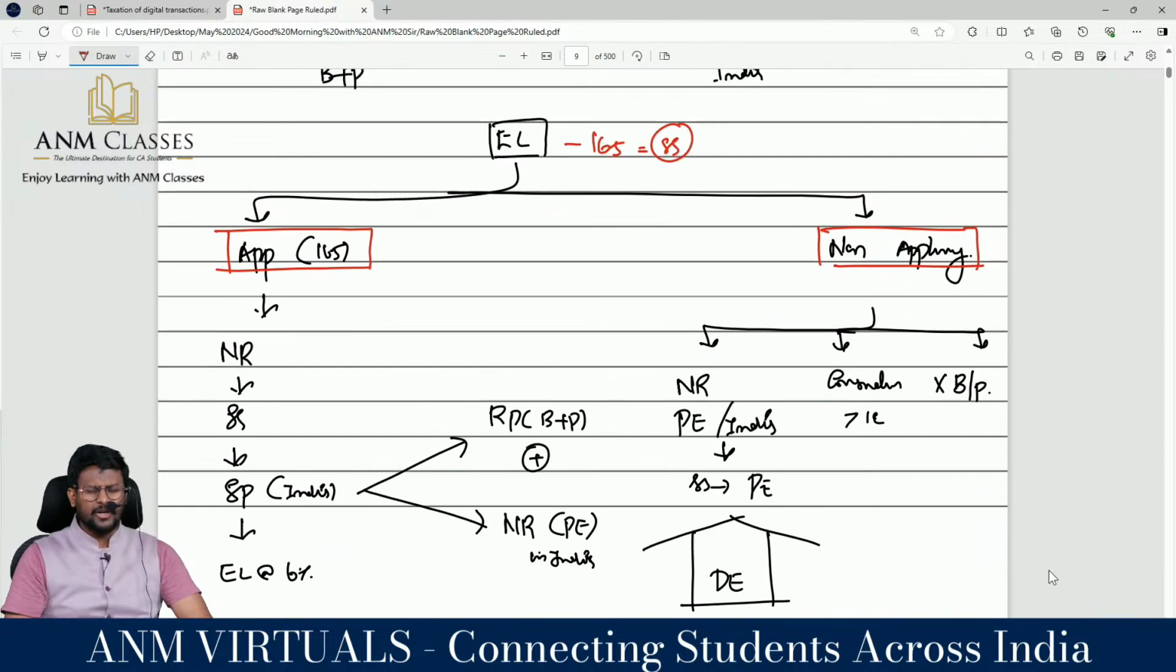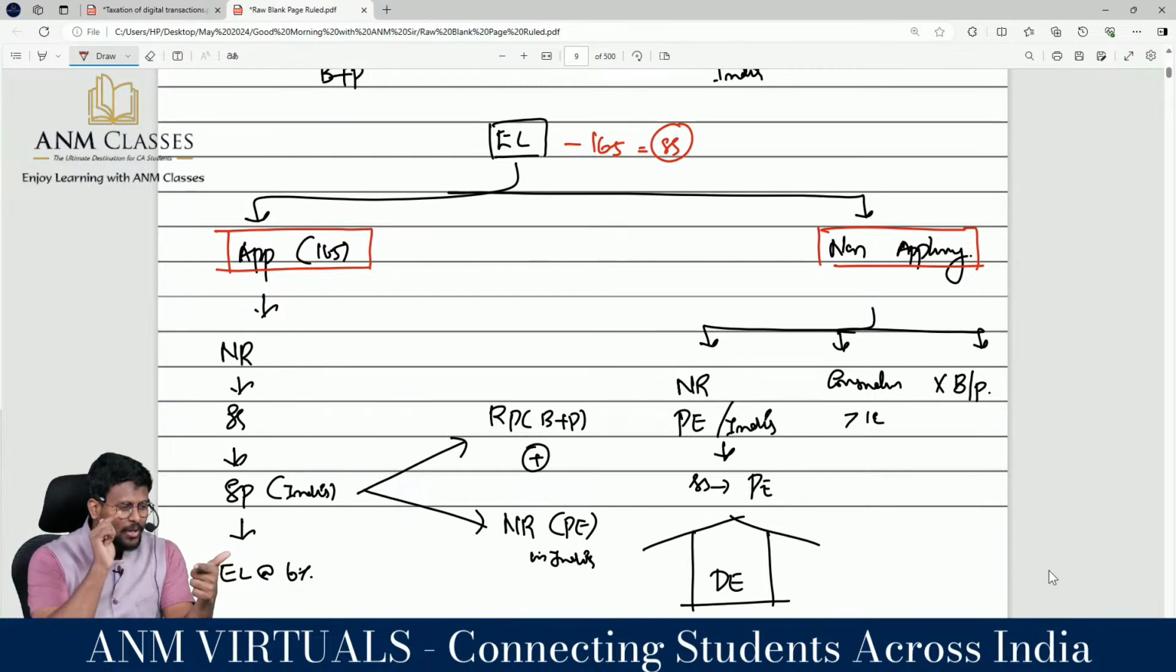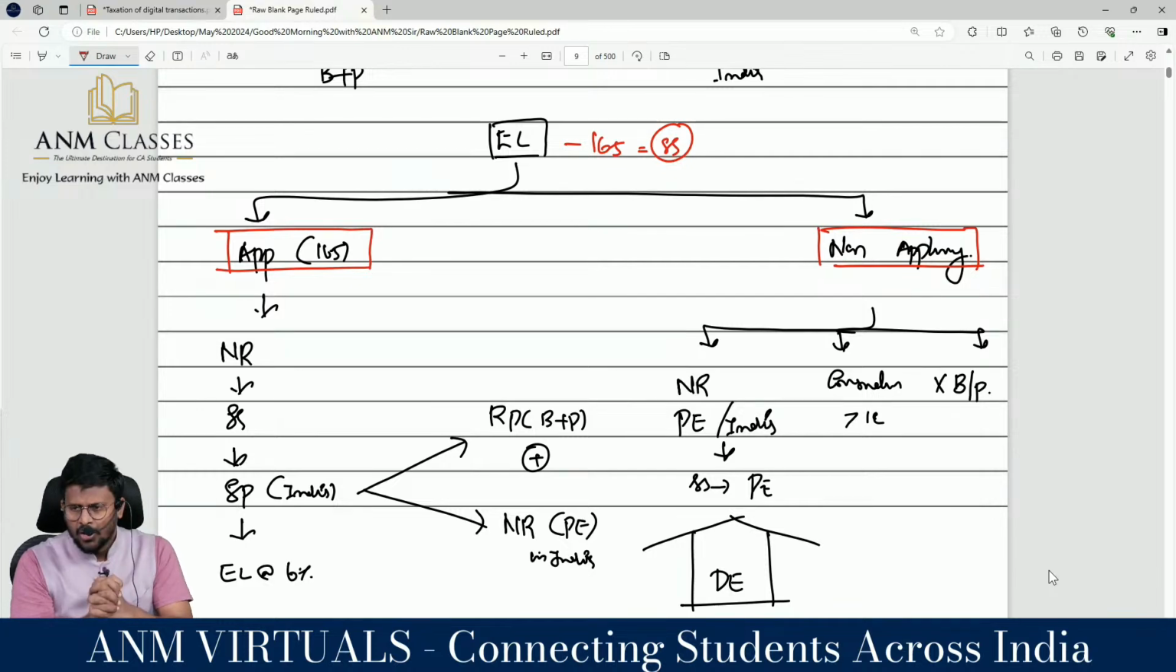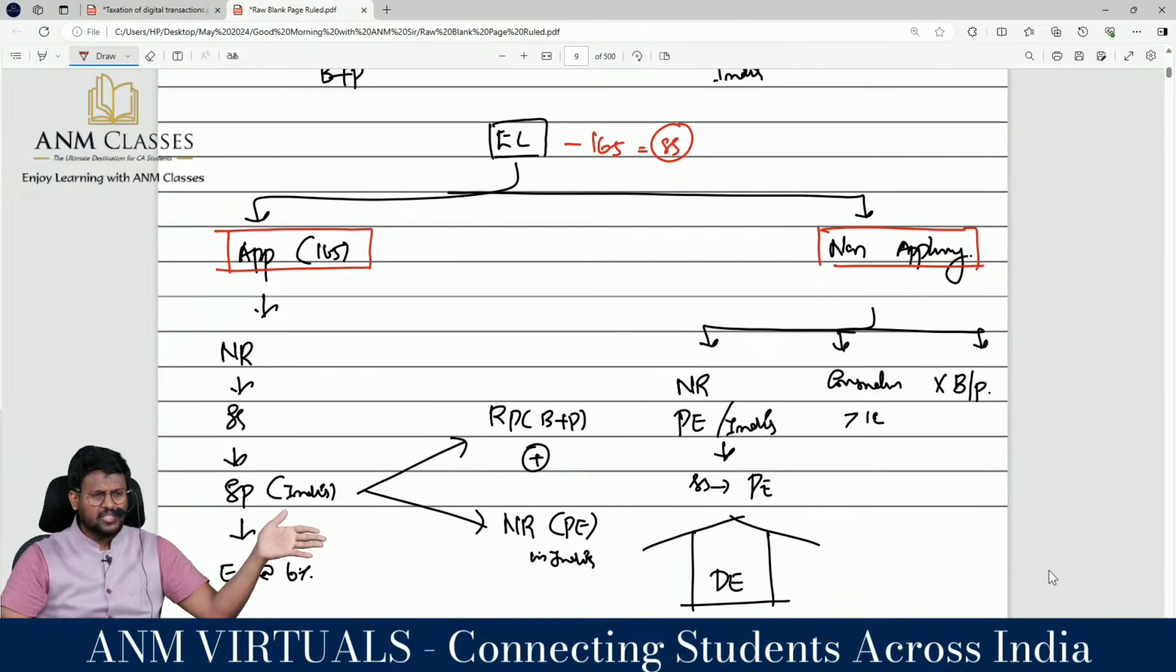That means I am consolidating. Sir, the chapter on equalization levy has 2 categories: section 165 and section 165A. Section 165 is for specified services. 165A is for e-commerce supply and services. E-commerce supply means goods, service means services. Sir, what is section 165? Section 165 can be classified into 2 categories. Number 1, applicability; number 2, non-applicability.